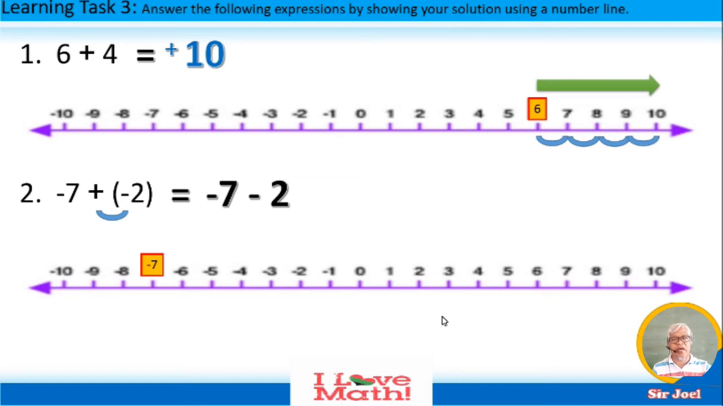So in this case, dahil from negative 7, sinundan ng negative 2, magmumove ka ng 2 units to the left. At kapag nag-move ka from negative 7, nag-move ka ng isa, negative 8. Nag-move ka ng pangalawa, negative 9. And negative 9 is the answer dito sa ating problem number 2.